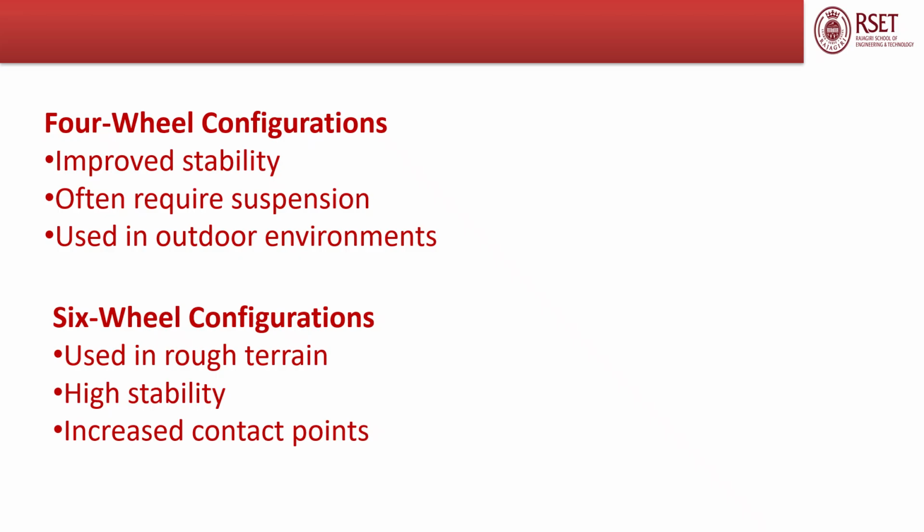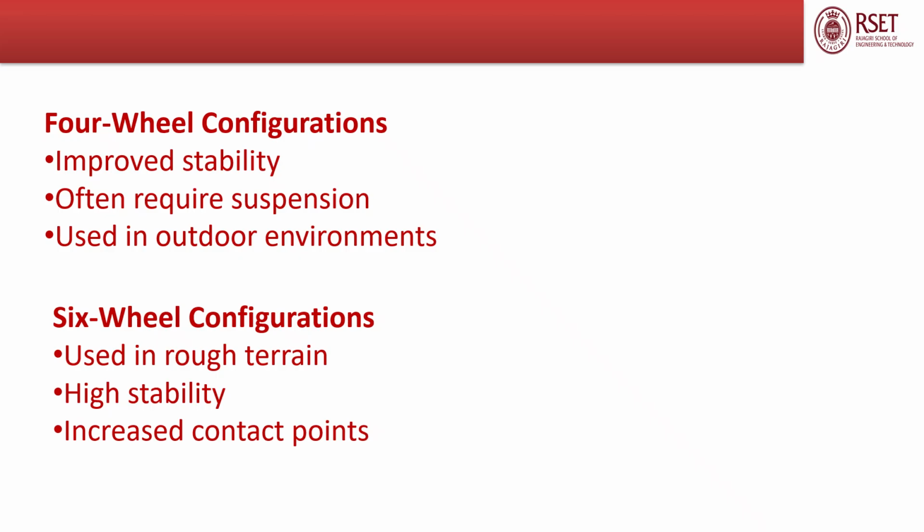And we also have the six-wheel configurations. Six-wheel configurations are commonly used in robots designed for rough or uneven terrain. With more wheels in contact with the ground, these robots achieve higher stability and better weight distribution. Six-wheel designs are often used in planetary rovers and exploration robots where terrain conditions are unpredictable. However, increased wheel count also leads to higher mechanical complexity and more sophisticated control requirements.